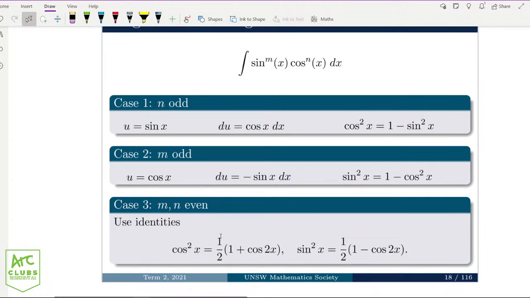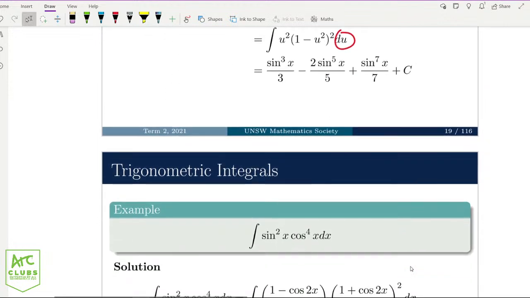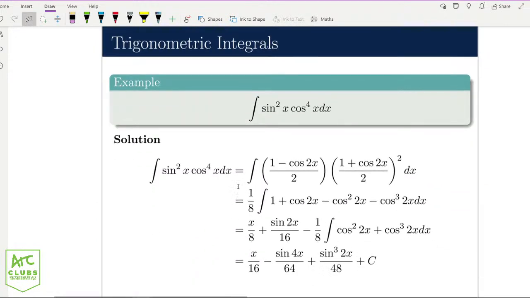So in this scenario, we actually need to apply these two identities over here, which we've done in the first line. So we are applying those identities to rewrite sin²x and cos⁴x so that they lose their powers. So once we expand this expression over here, we actually end up with quite a complicated integral.